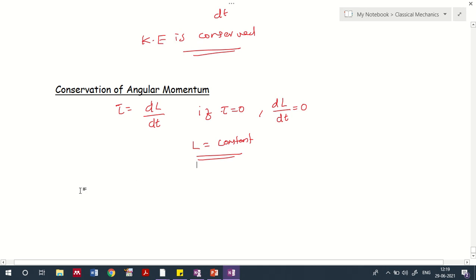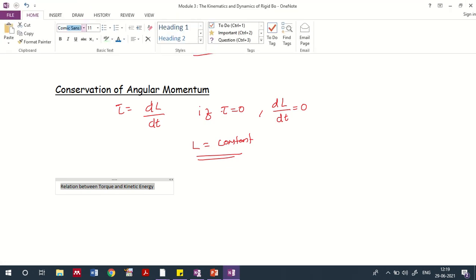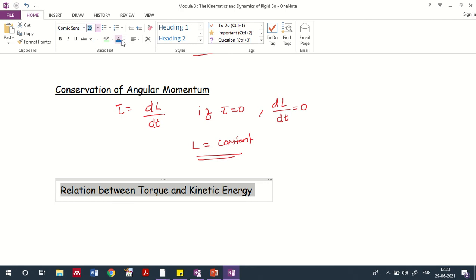Okay, so next we will be discussing the relation between torque and kinetic energy. Now we'll derive a relation between torque and kinetic energy here. For that I'll represent that in terms of, how do we represent that equation, we'll get to know here.